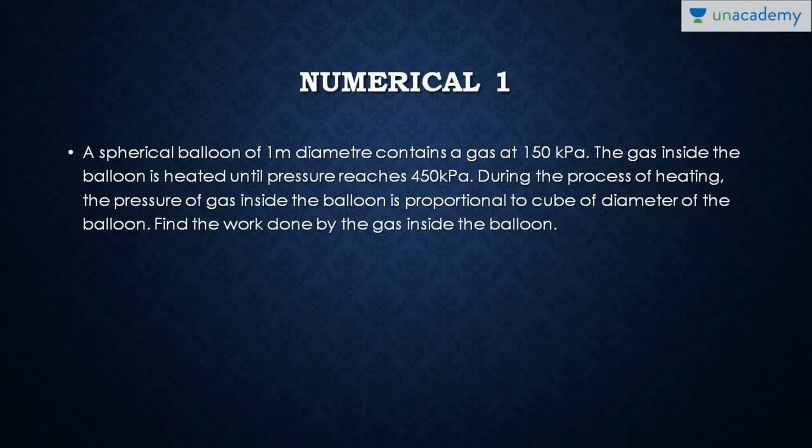So to start with the very first numerical on work transfer, the numerical says: a spherical balloon of 1 meter diameter contains a gas at 150 kilopascal. The initial pressure of the gas is 150 kilopascal. The gas inside the balloon is heated until the pressure reaches 450 kilopascal. The initial pressure is 150 kilopascal and the final pressure is 450 kilopascal.